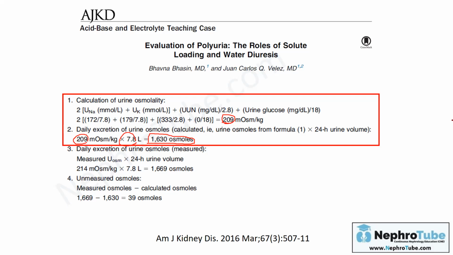And if you want to be sure that it is due to solute diuresis, you can measure the osmolality of the urine. Here we calculated it. And then you have to subtract the measured from the calculated, as here. The measured was 1,630. The measured was more by 39 osmoles, which will be equal to the hidden osmoles that the patient increased in her diet.